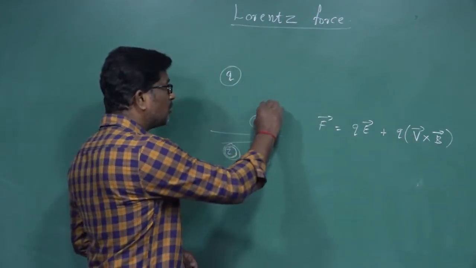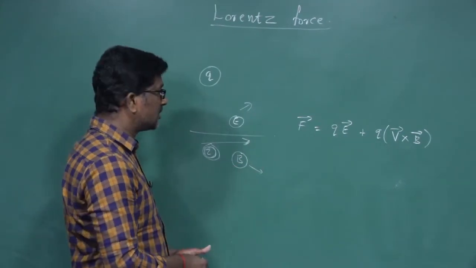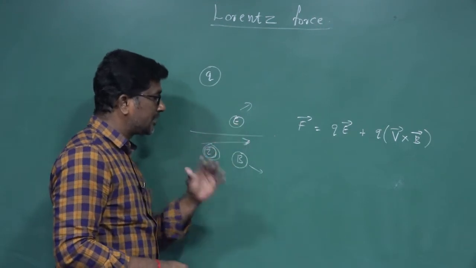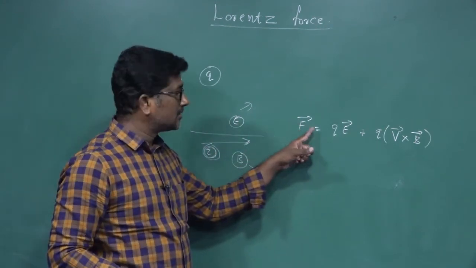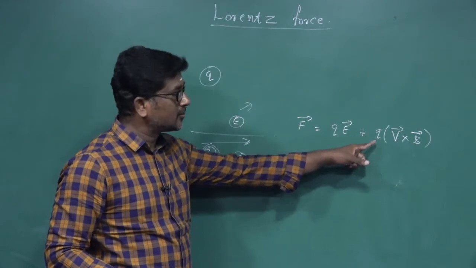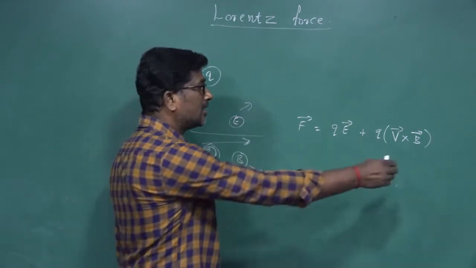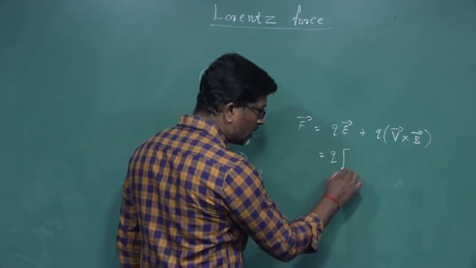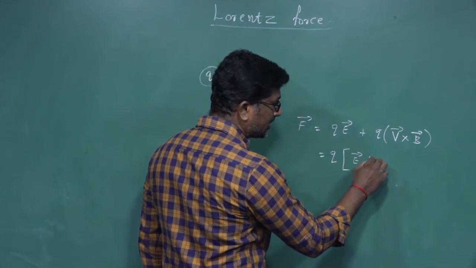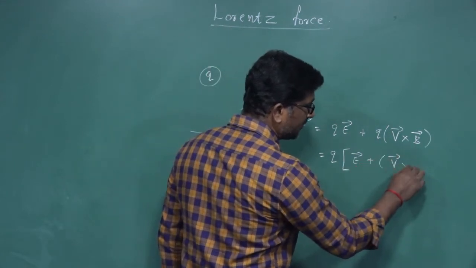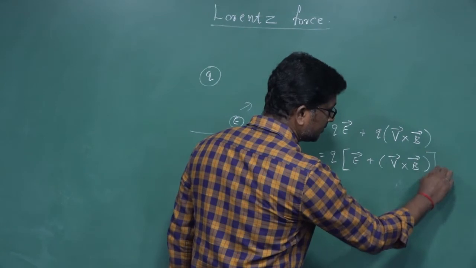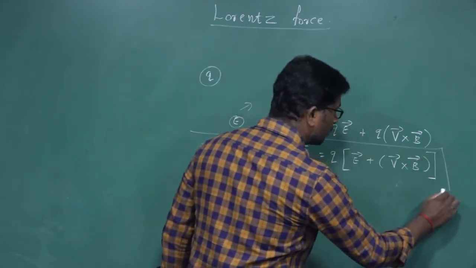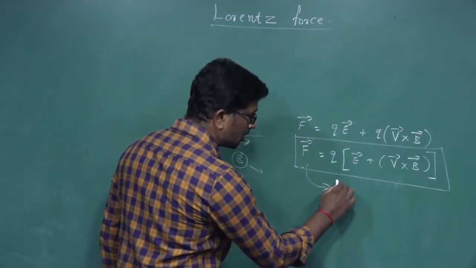Here in this region, both the electric field and the magnetic field exist. So the total force or net force experienced by this charged particle due to this electric field and magnetic field is given by F vector is equal to q into E vector plus q of V vector cross B vector, right? Here in this equation, q is common, so take it outside: q of E vector plus V vector cross B vector. This force is called Lorentz force.